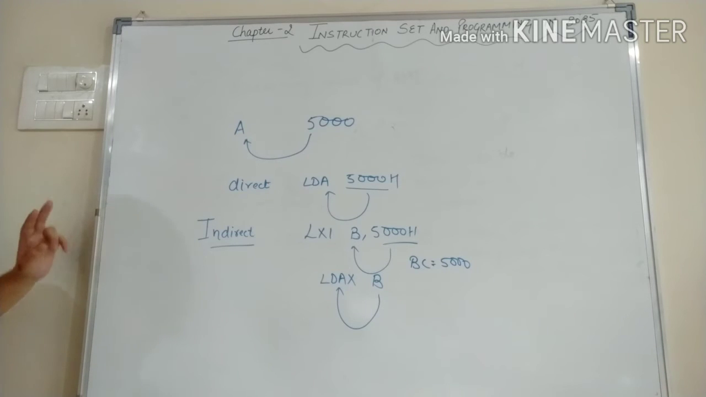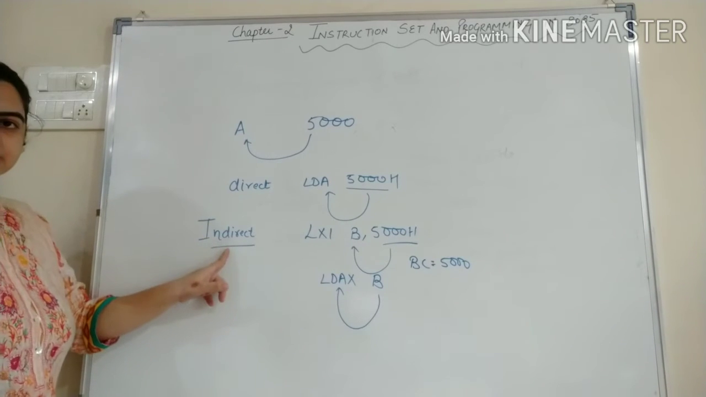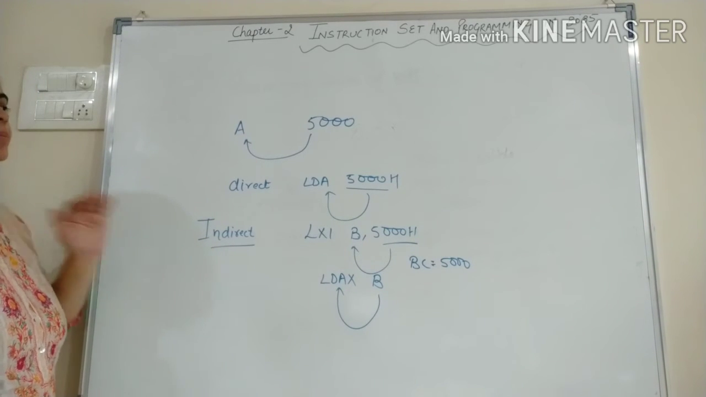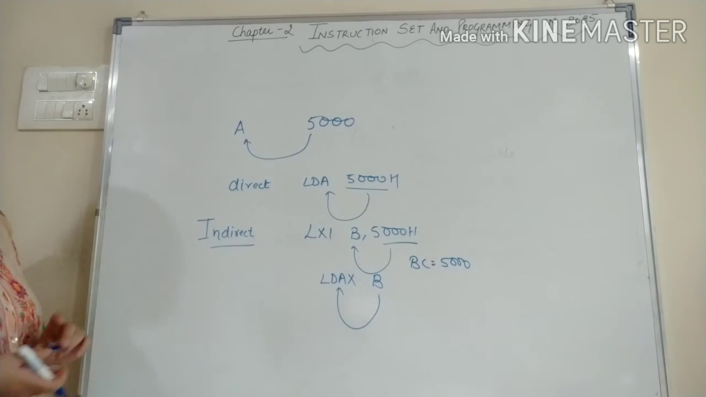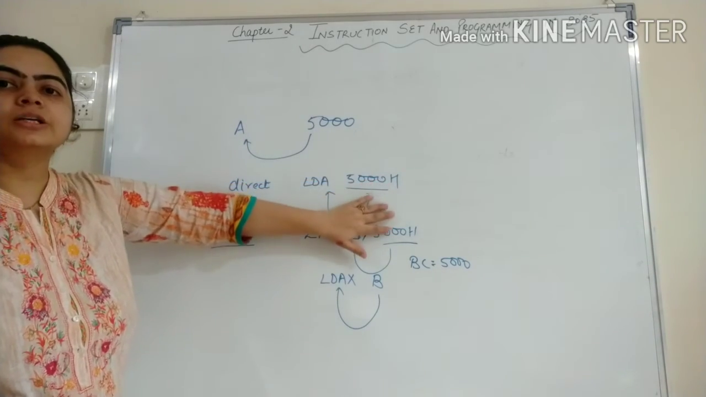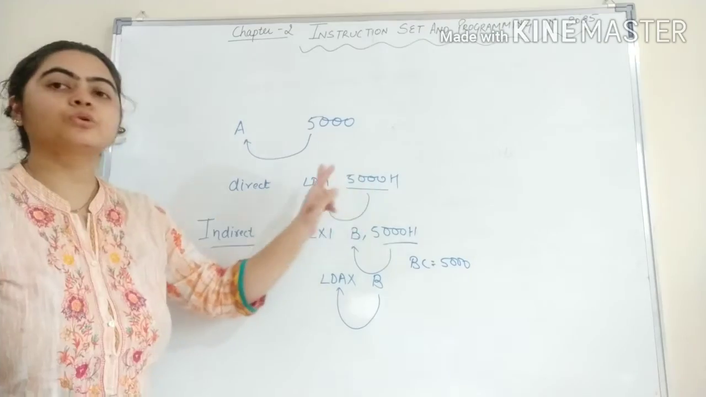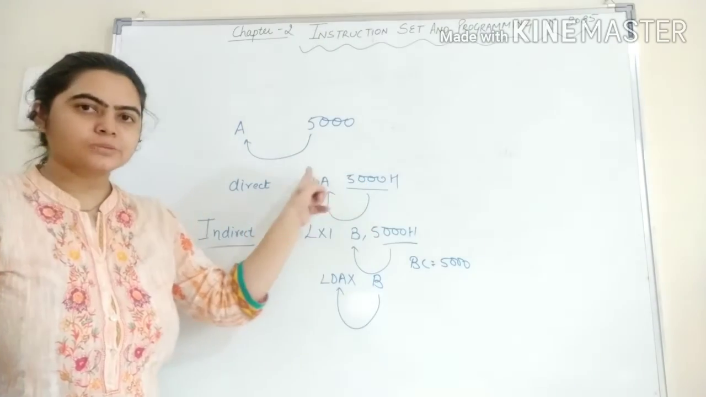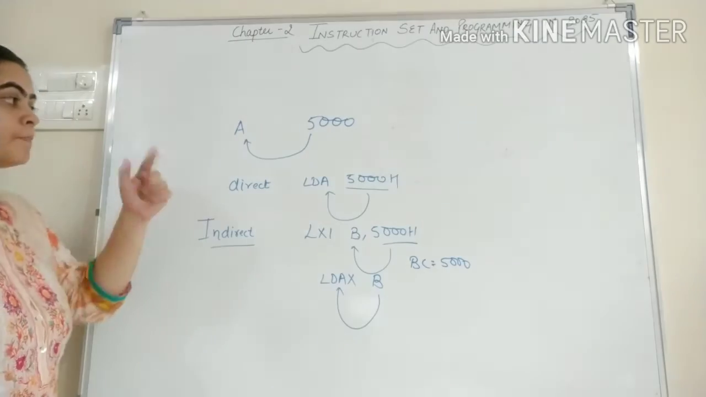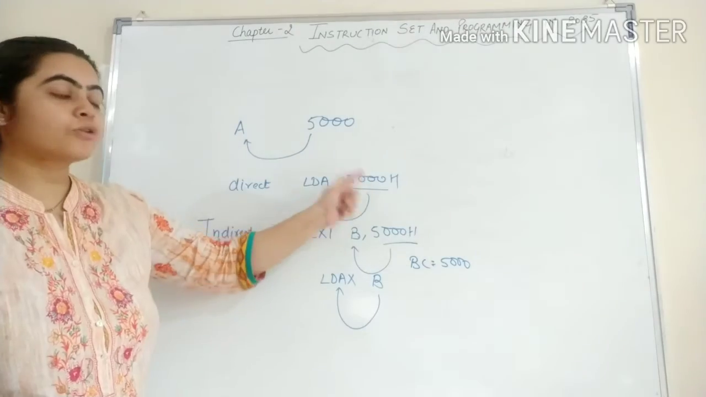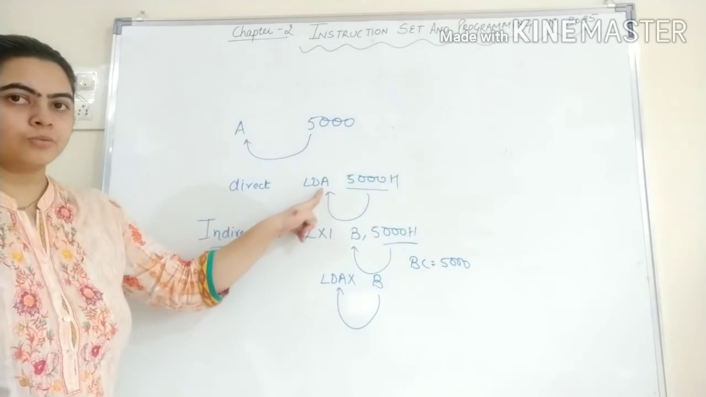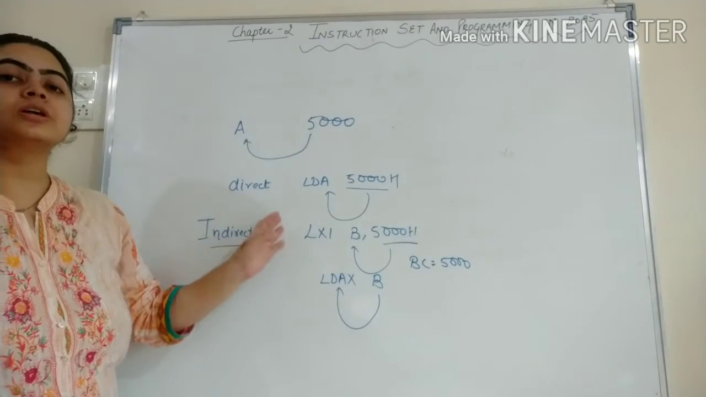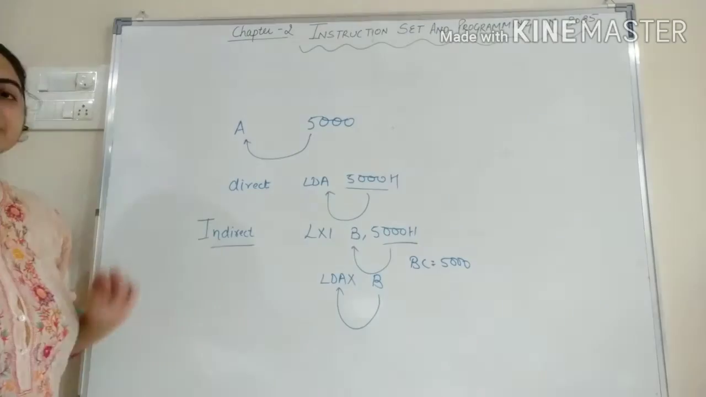So students, why can we use this indirect addressing mode? Suppose I am telling you, for the next 50 consecutive memory locations, you have to load the data into the accumulator. Initially, you can load the data from this memory location into the accumulator. Then you have to load the data from the next memory location, and in the same way you have to load the data up to the 50th memory location.